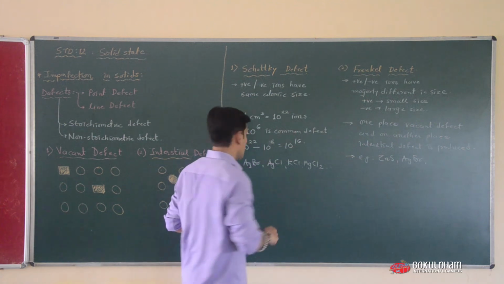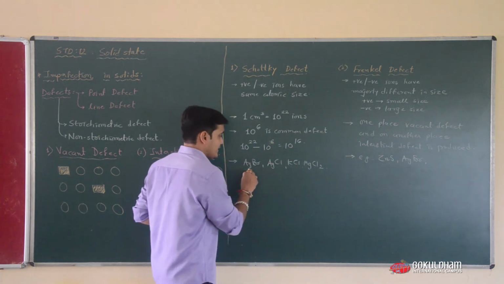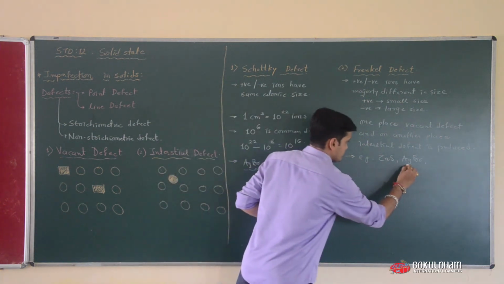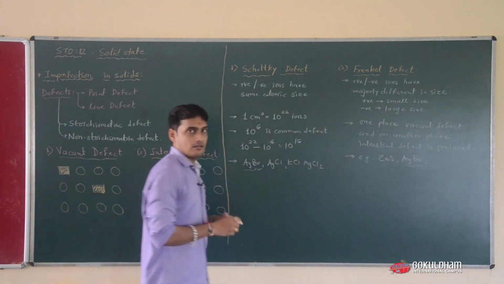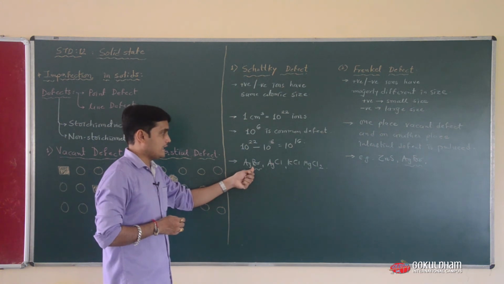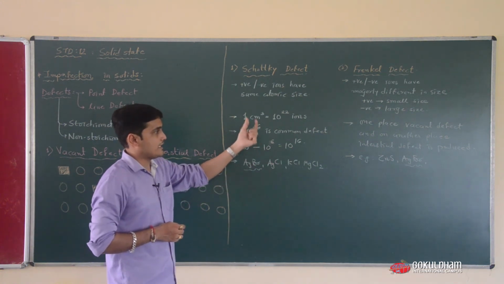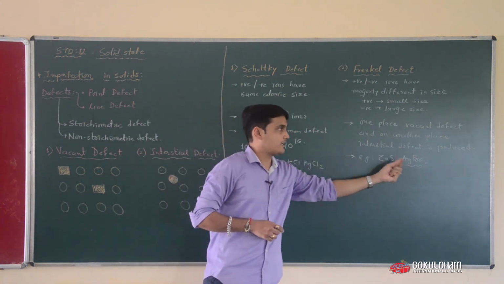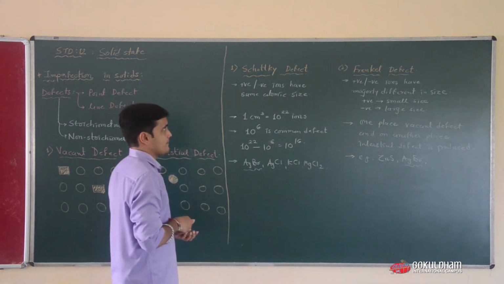AgBr. You notice that AgBr is common in both the defects. So, AgBr can show Schottky defect as well as Frankel defect simultaneously.